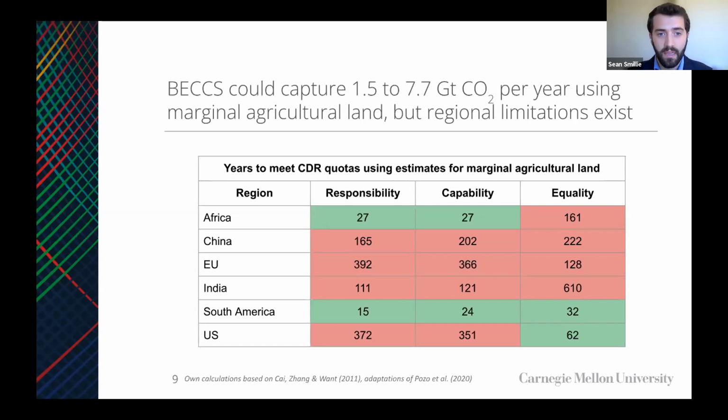So for BECCS, we estimate net negative emissions of 1.5 to 7.7 gigatons of CO2 could be achieved annually across the globe, depending on assumptions around land productivity and the stringency of the definition used for marginal land. As you can see from the table, there are significant differences between the regions. Of the regions with sufficient available information, only South America would be able to meet their quota by the end of the century using BECCS alone, considering the 3 original quota allocation systems. This is one example of why multiple net negative sequestration technologies will be needed to achieve ambitious sequestration targets. Next slide, please.